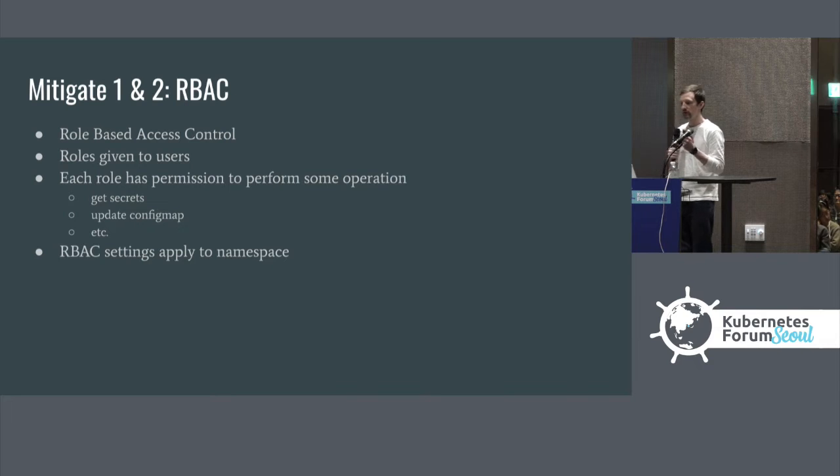Each role in RBAC contains a number of permissions that the user or the service account can perform. This is usually a verb and a noun, something like get secrets or update config map. These are things that a user can do. And then those roles can be assigned to people. You can assign the same role to multiple people, and each of those roles can have multiple permissions. Another thing of note is that RBAC settings apply to namespaces, so you can assign roles to a user that are allowed in one namespace but not in other namespaces.